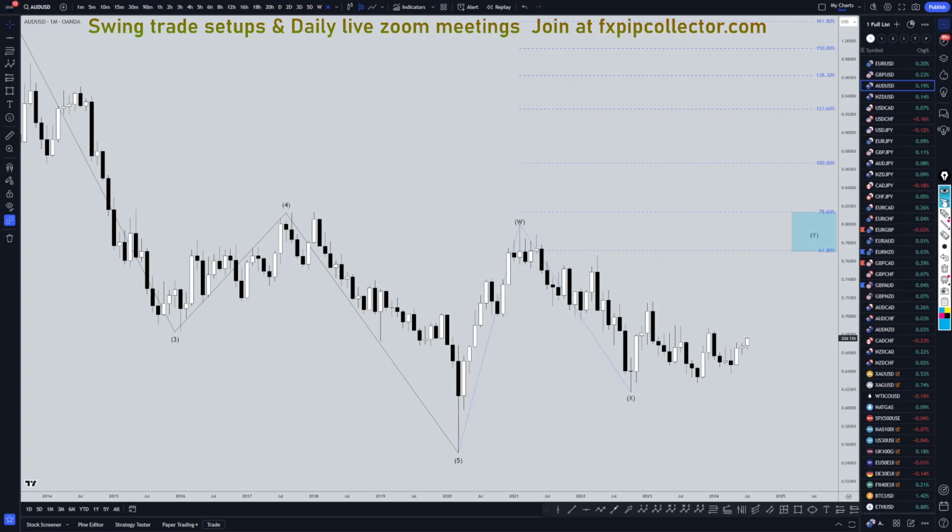Today is Thursday, July 11th, and I'm going to be analyzing the Aussie US dollar, starting on the monthly, working my way down to the 1 hour time frame for the full top-down analysis.